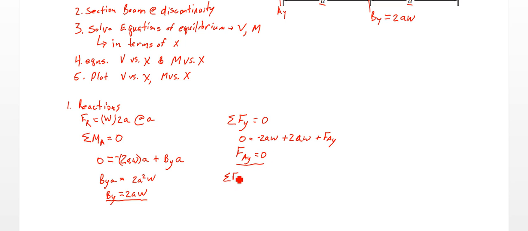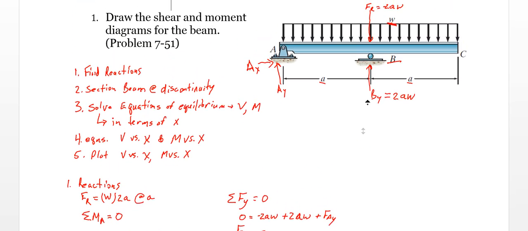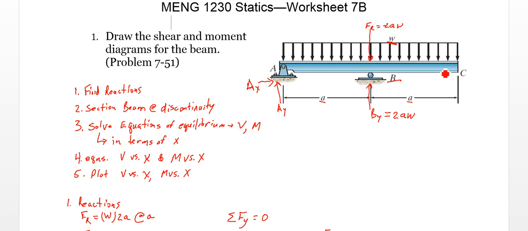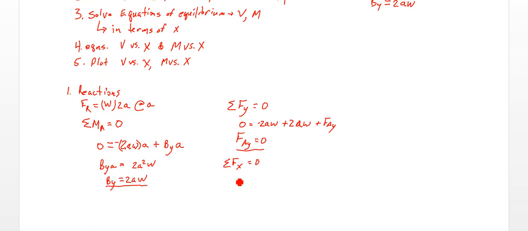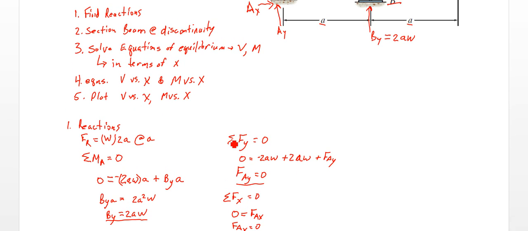And the sum of the forces in x equals 0. Again, looking at the diagram, we have no x component of our load. We have no x component in our reaction at B, so we must have FAX equals 0 at that point. The only x force is FAX, so FAX equals 0. So there are reactions. Cross that off.